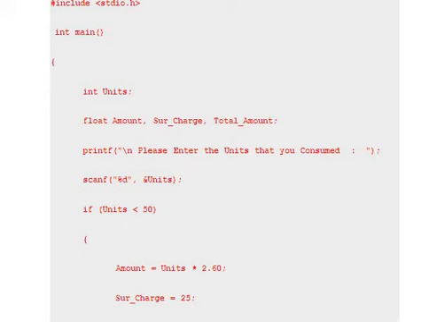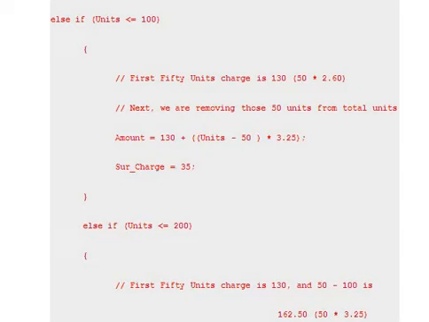We have another program with units, amount, surcharge and total amount. Enter units. If units is less than 50, amount is units multiplied by 2.60 and surcharge is 25. Based on your requirement, you can make necessary changes in the program. In this program, we have a separate surcharge based on units. For units less than or equal to 100, up to 50 units it is 2.60, that is 130, and the excess of 50 units is 3.25, and surcharge is 35 here.